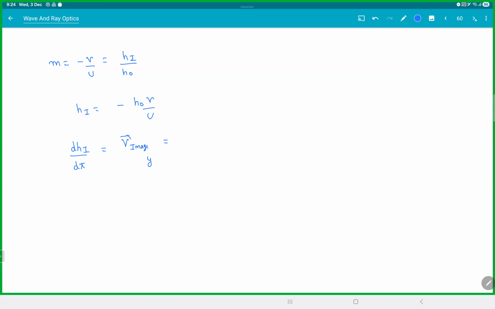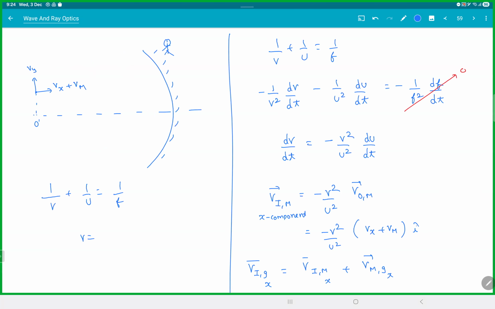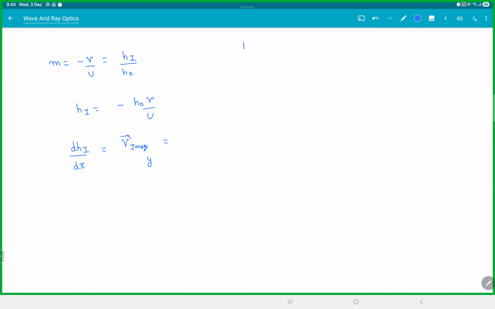But remember here, all three are variables. Height of the object is also changing because of vy. If there is a vy, dh naught by dt will be vy. That is also not there. So this will be minus h naught by u dv by dt. I hope you know how to do triple differential. Take one as constant and differentiate the remaining, h naught into v. That will be minus 1 by u square du by dt minus v by u dh naught by dt. Not really that tough. So dump everything there, you'll get the answer.